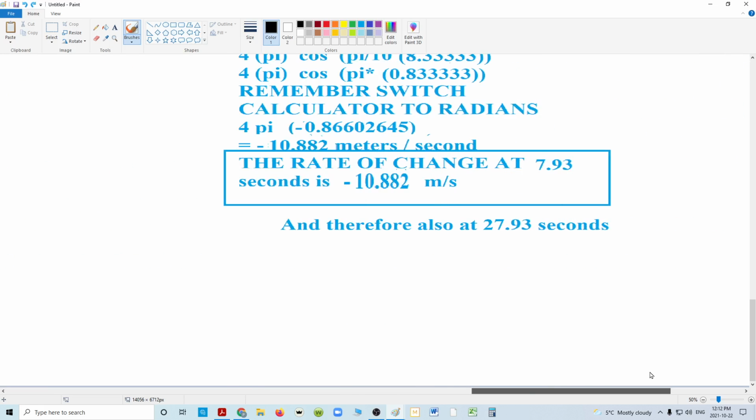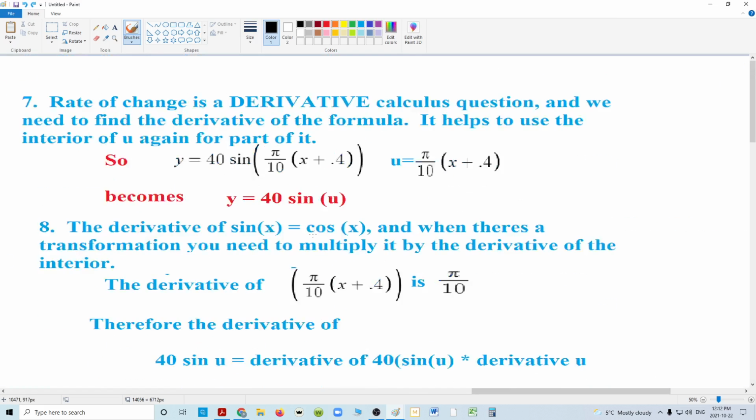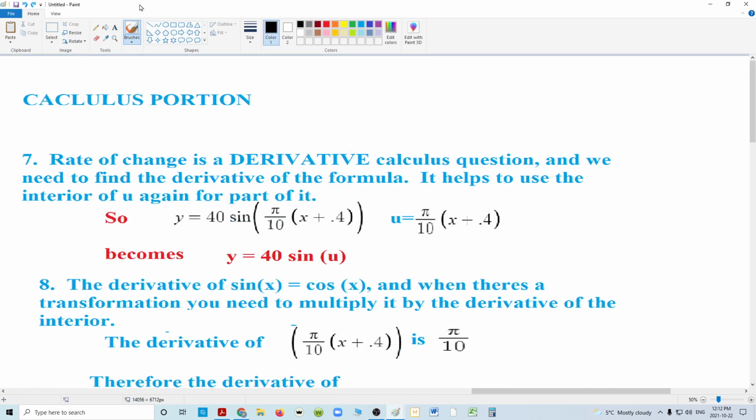The calculus part asks, how fast are they going up? So the rate of change of any position is a derivative, so you can stop the video here, because I just wanted you to get used to the first part. However, rate of change is something you're going to have to get used to. We're going to have to learn how to take the derivative of sine, and in this case, the derivative rule is we take the derivative of this and the derivative of the interior. The derivative of the interior, I just make it u. It's very easy to rewrite it as u again.